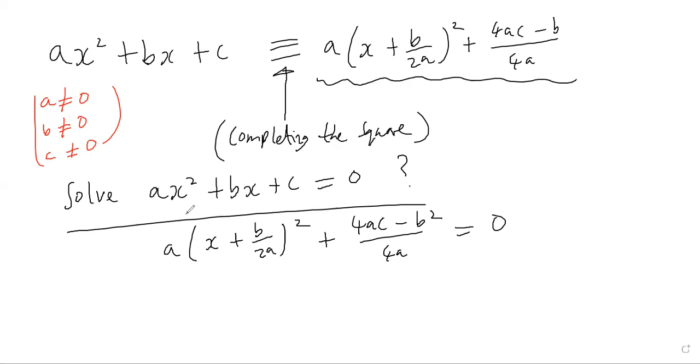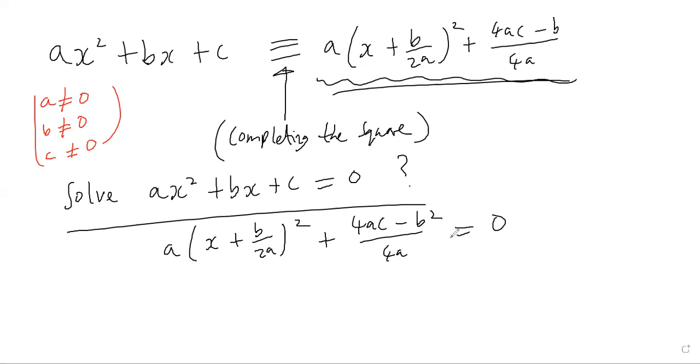So let's say we want to actually solve the equation ax squared plus bx plus c equals 0. How would we solve this equation? By using completing the square. We can just set this equal to 0, because this expression is exactly the same as this expression, and then proceed to make x the subject of the formula.